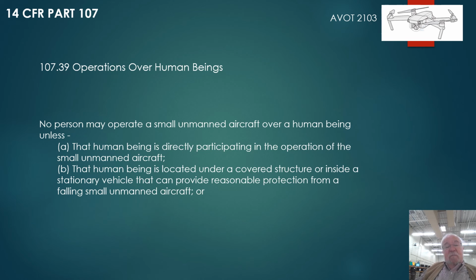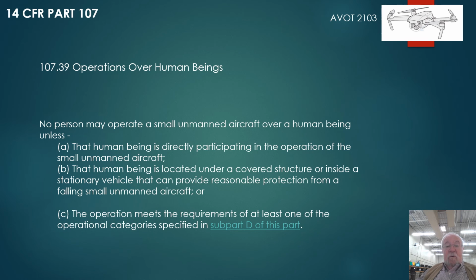Operation over human beings, it's paragraph 39. Remember this rule has been amended as well to make it possible, if you meet certain categories, that you may do this. If the question is phrased that way it'll include that, but most of the questions are going to be just like this: no person may operate the unmanned aircraft over a human being unless that human being is directly participating in the operation of that UAV, your visual observers and all those folks, or the human being is located under a covered structure or inside a stationary vehicle that can provide reasonable protection from a falling unmanned aircraft, or the operation meets the requirements of at least one of the operational categories specified.